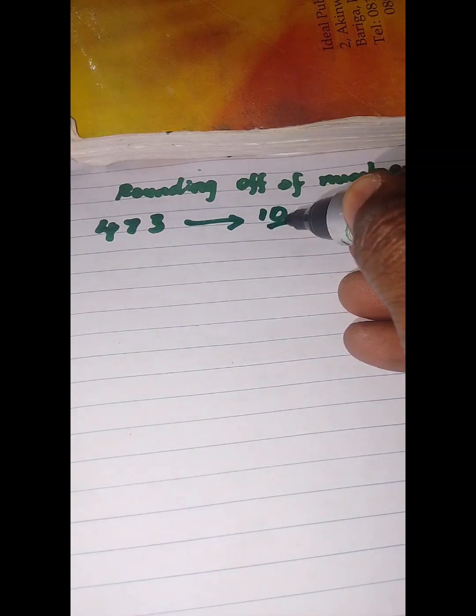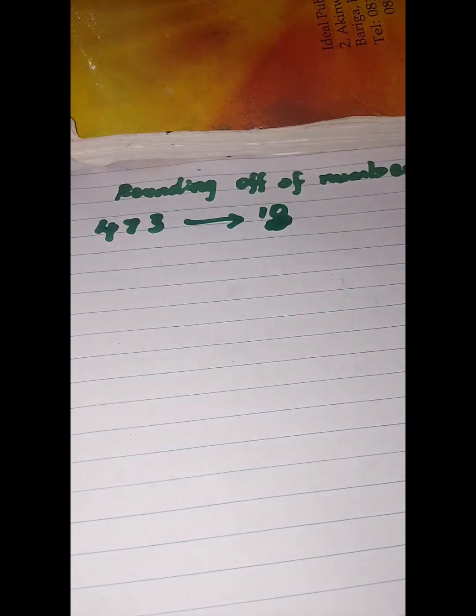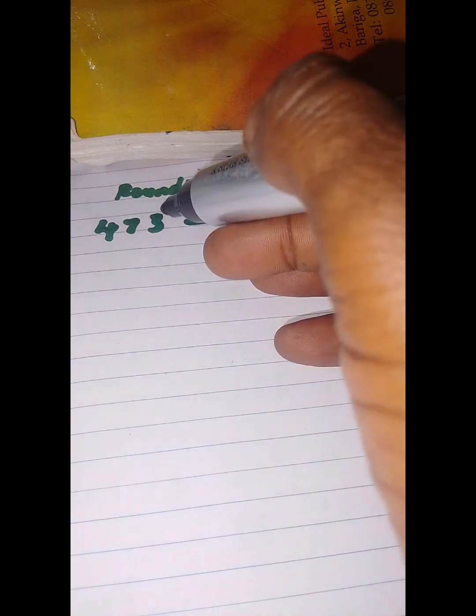You know that 10 has 1 zero. Since 10 has 1 zero, that means that at least this number should end in a 0. That means that I need this number to change to a 0. So I'll write it as 470. But I'll have to still check.